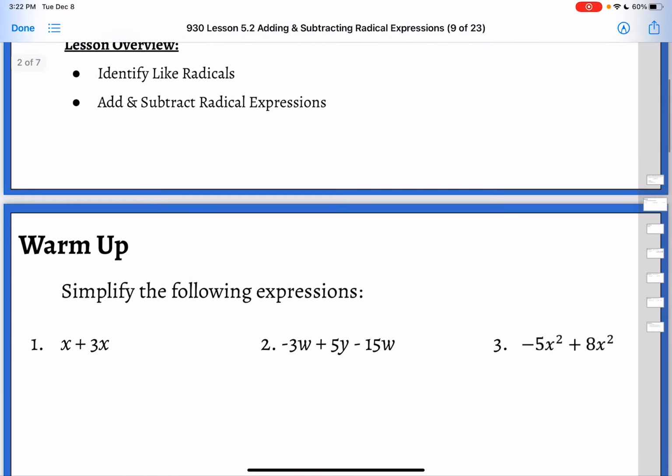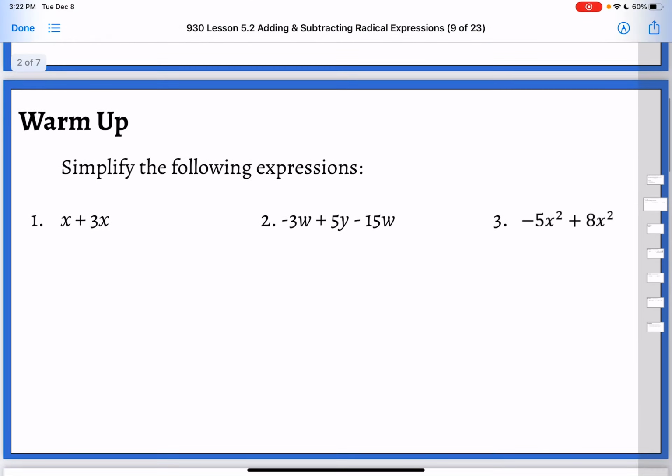So here we go. For our warm-up, let's throw back to just adding and subtracting when we have variables, because radicals work very similar to how a variable works. So go ahead and see if you can simplify these, add or subtract, combine your like terms. Go ahead and do these, pause your video, and then check the answers.